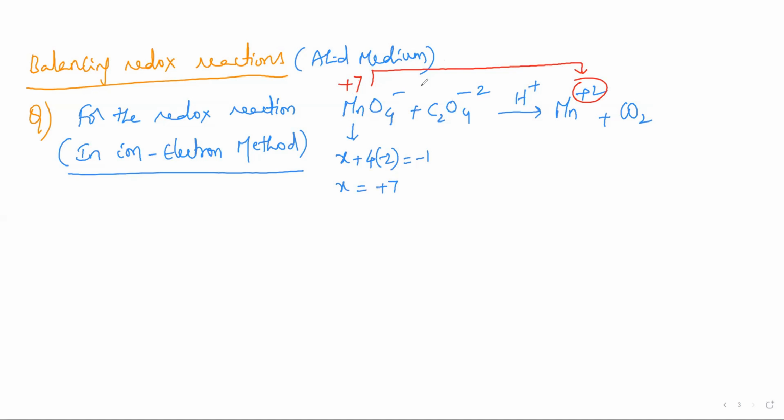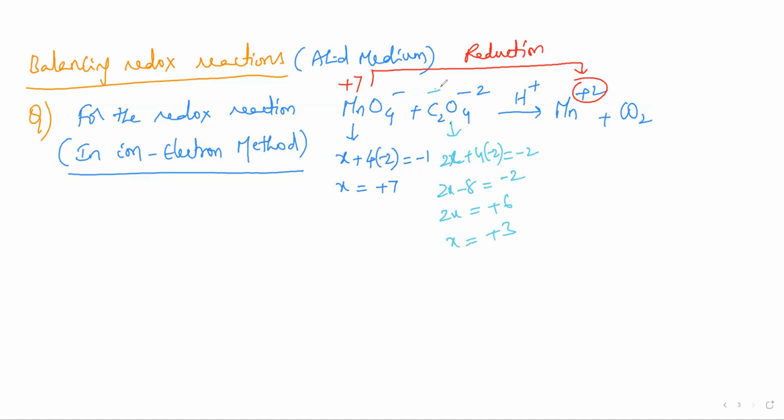Here manganese is in +7 oxidation state, here +2. There is a decrease in oxidation state. So that is what we call a reduction. Next. For C2O4 minus 2: 2x plus 4 into minus 2 is equal to minus 2, 2x minus 8 equal to minus 2, 2x equal to +6, x equal to +3.